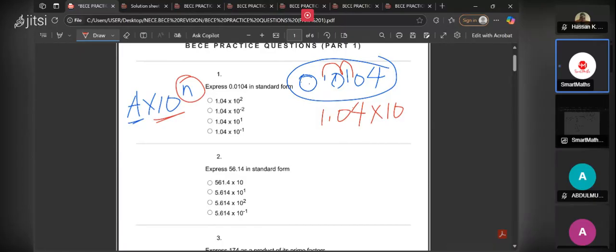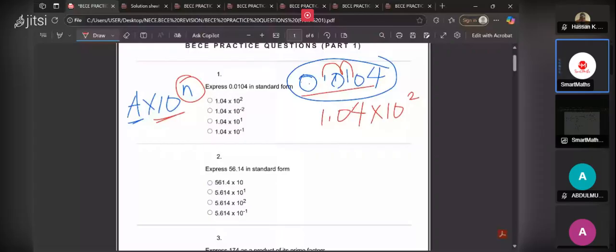The n here is the power. How many times have we moved the decimal point now to this position? We moved it twice. That will be raised to power 2. Then because the question itself is less than 1, it is going to carry what? Negative. So that means it's going to be 1.04 times 10 raised to power negative 2.